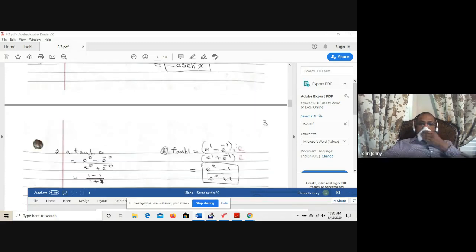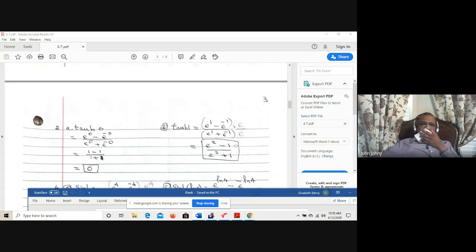Okay, now a few more results. Oh no, this is a question from the textbook. 2a. Evaluate tan h0. Tan h0 is e to the 0 minus e to the negative 0 divided by e to the 0 plus e to the negative 0. That is 1 minus 1 divided by 1 plus 1. That is equal to 0 over 2, which is 0.